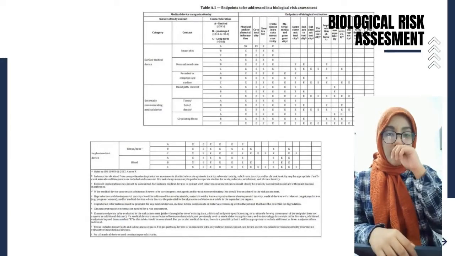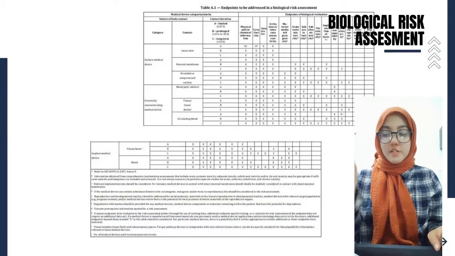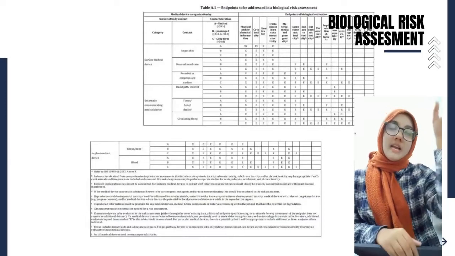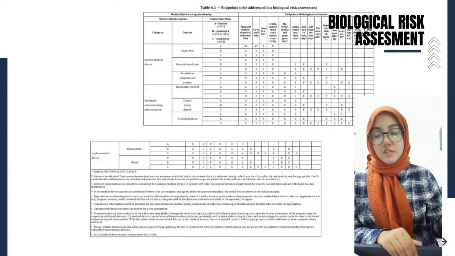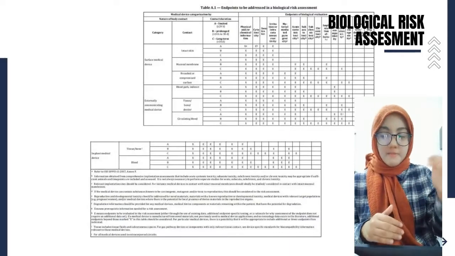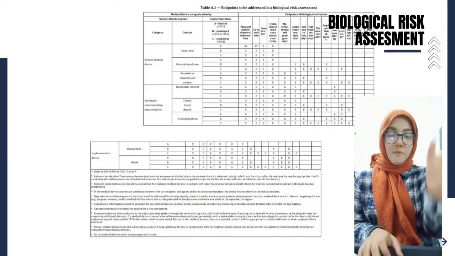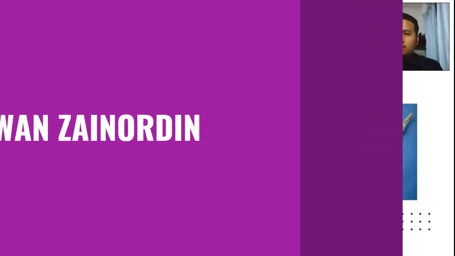I've combined it into categories and the contact. There are surface medical devices, externally communicating medical devices, and implant types, where there is a membrane and the breach or compromised surfaces, and blood, tissue, bone, and circulating blood. All of this comes with the endpoints, and you can see it clearly.